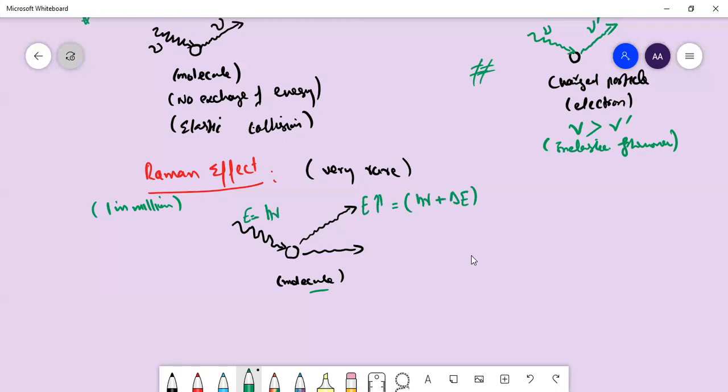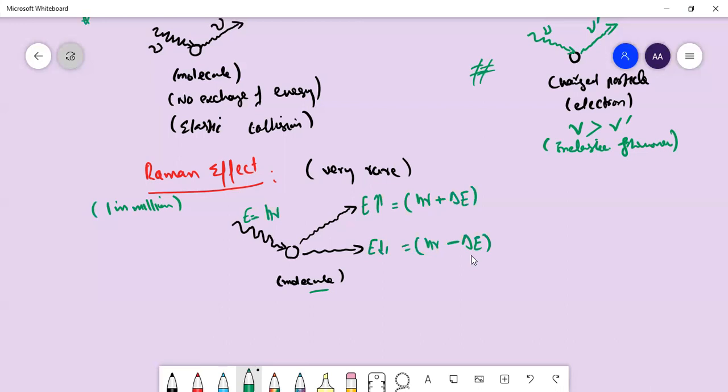Either the energy of this scattered radiation can be decreased as compared to our incident radiation, which I can represent here as h mu minus delta E. So the Raman effect, again, I am saying, is a very rare effect. Here again, the molecule is striking particles, and this electromagnetic radiation after striking this molecule, the energy of this scattered radiation can either increase or decrease.